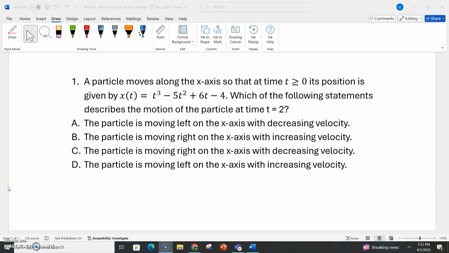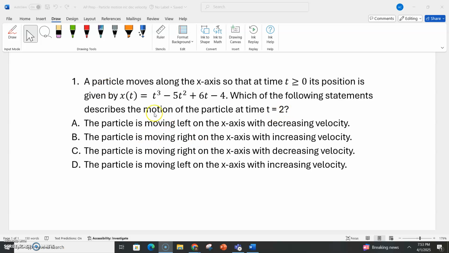All right, so this was the most missed question from part A of the MCQs, that is the non-calculator part. A particle moves along the x-axis so that at time t, time being positive, its position is given by x of t is equal to t cubed minus 5t squared plus 6t minus 4. Which of the following statements describes the motion of the particle at time t when t is equal to 2?